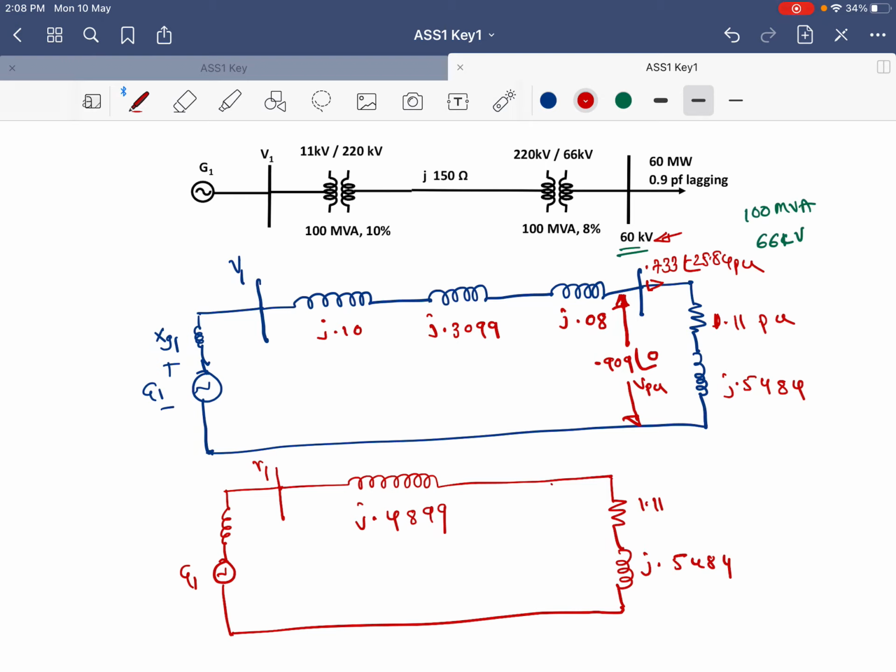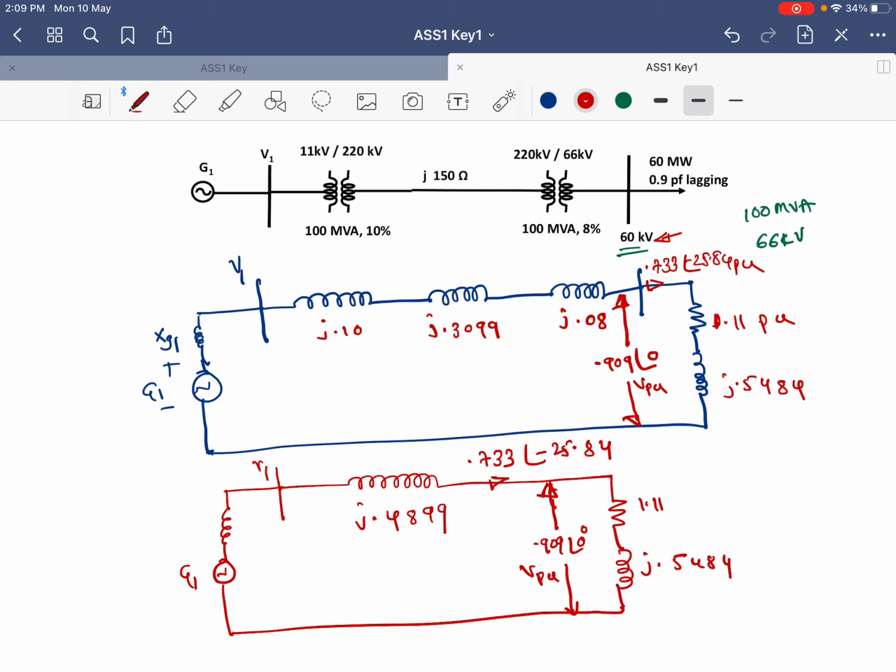Here my voltage is 0.909 at an angle of 0 degrees, that is V per unit. The circuit current is 0.733 at an angle of minus 25.84. Okay, it is very simple now.